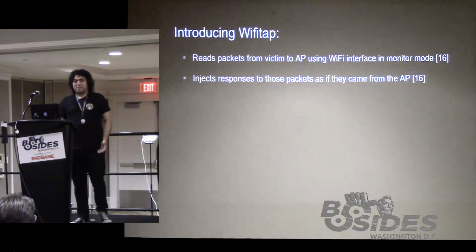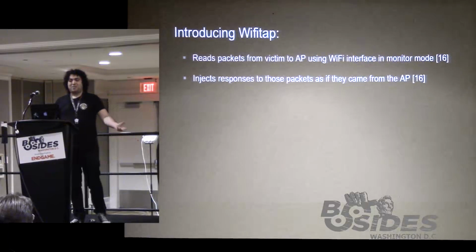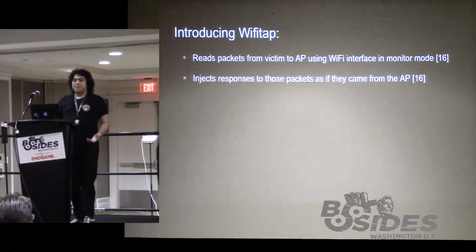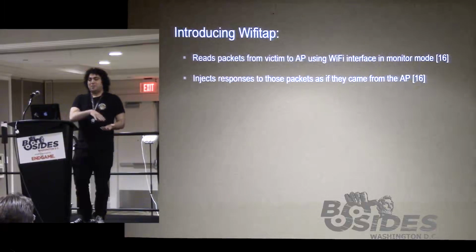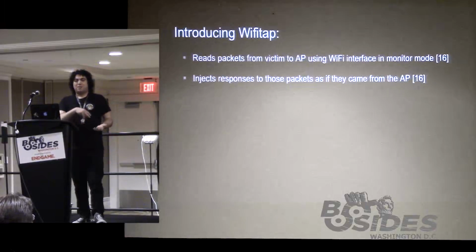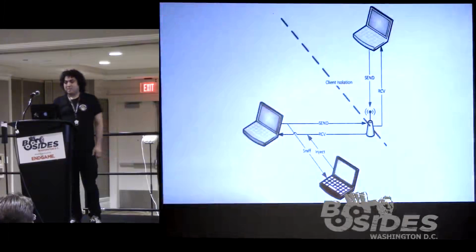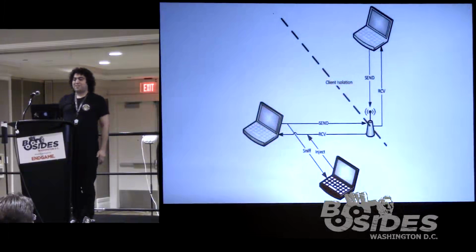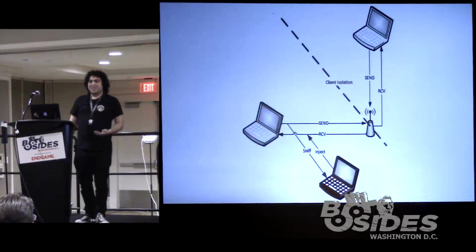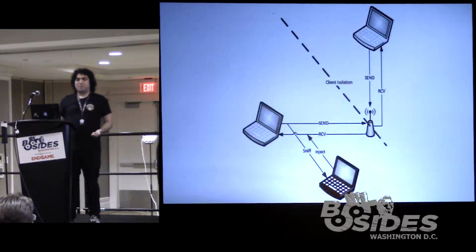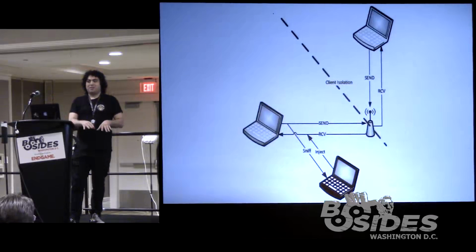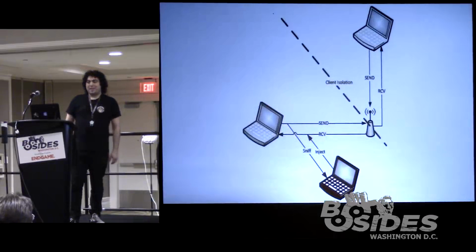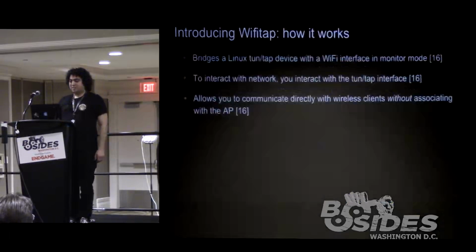But the idea is that Wi-Fi Tap reads packets from the victim to the AP using a Wi-Fi interface in monitor mode. And then it gives you a TUN/TAP device that's bridged to this monitor mode interface and lets you interact with it. What this allows you to do is inject responses to packets as if they came from the AP. So, this allows you to do two things. One, it lets you interact with devices that are associated with a wireless network without actually being associated with that wireless network yourself. And furthermore, it lets you bypass client isolation.